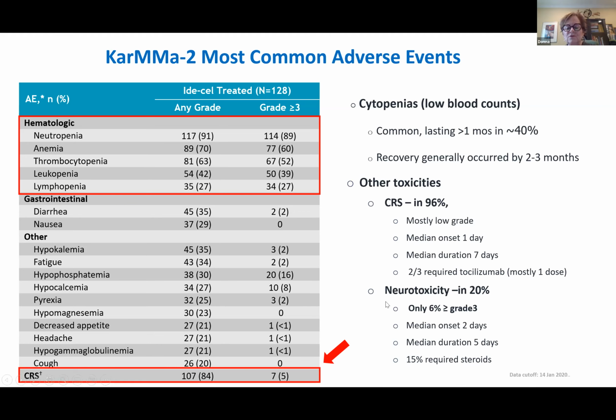To me, one of the most worrisome features that we really want to get a handle on and minimize is neurologic toxicity. Now, fortunately, it is severe in only about 6%. It occurs a little later. The mainstay of treatment is steroids, and I'll talk about it a bit more in a minute.